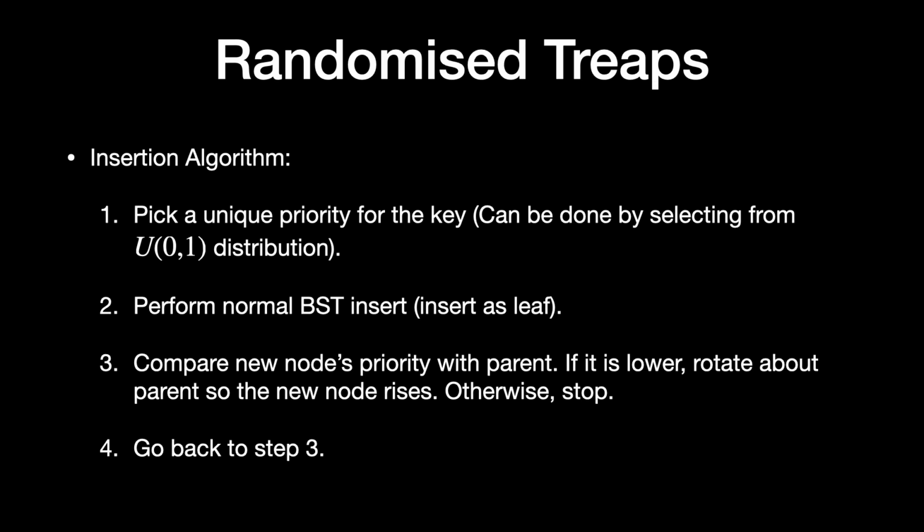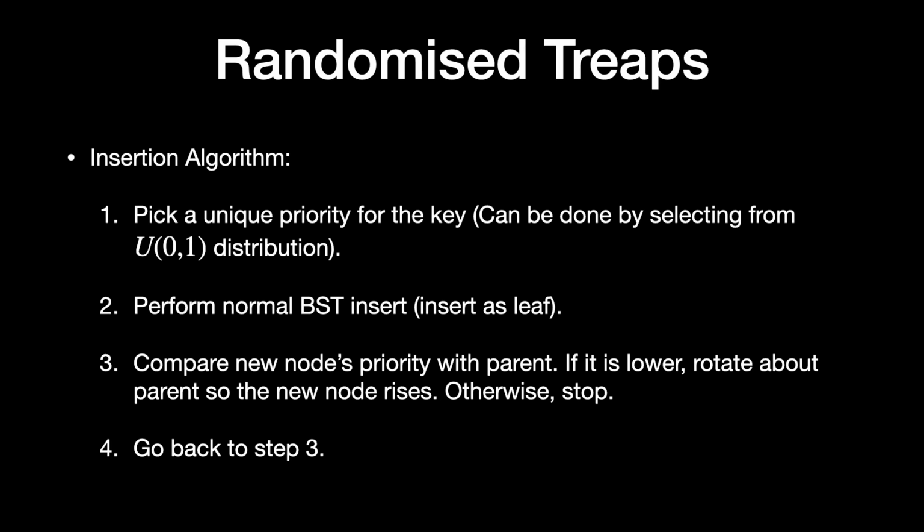Once the BST insert is done, the new key is added as a leaf node in the binary search tree. What we need to do now is balance this randomized treap. We balance it by making sure that the heap order property is maintained. What we do is compare the priority value of the newly inserted node with the priority value of its parent. If the priority value of the newly inserted node is less than the priority value of its parent, we need to perform a rotation about the parent to bring the newly inserted node up.